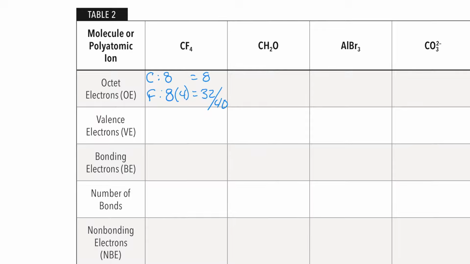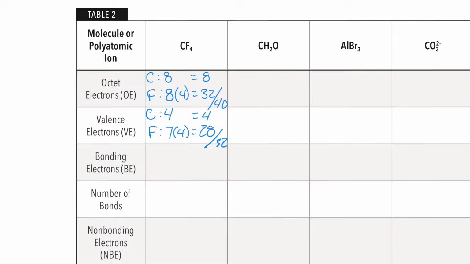Now, there aren't enough electrons for each of them to have as many as they want, so they're going to be sharing electrons. Carbon brings with it 4 electrons. Fluorine's valence is 7 electrons, and there are 4 of them, so that gives us 28 plus the 4 from carbon, so a total of 32 for our valence electrons.